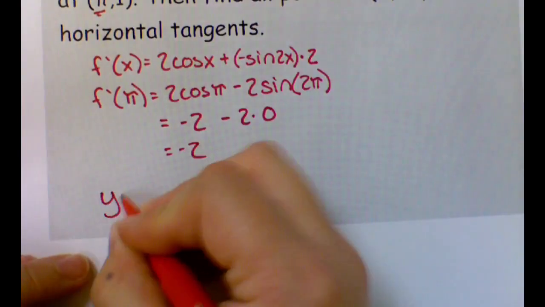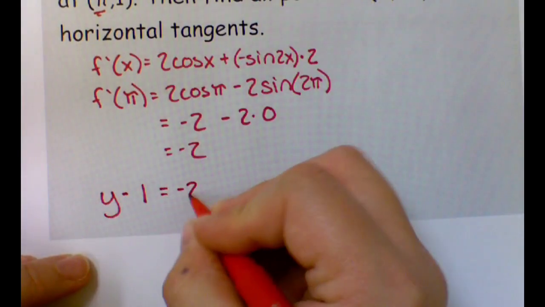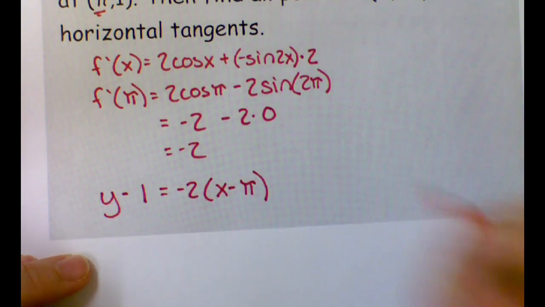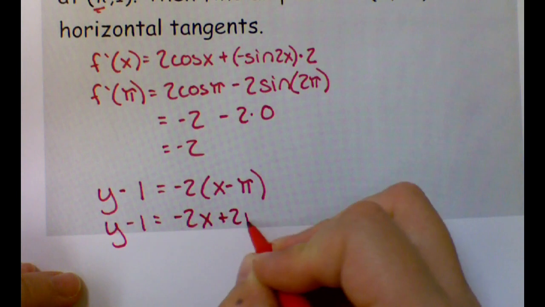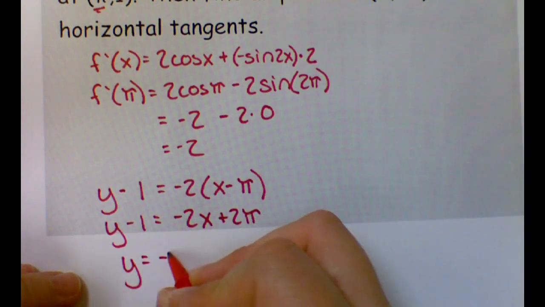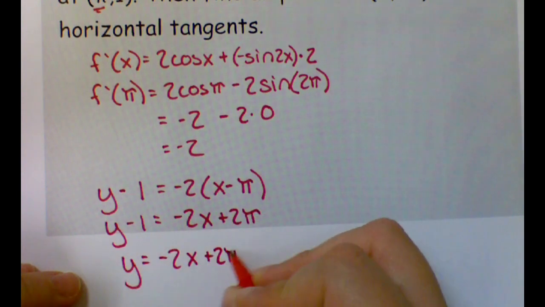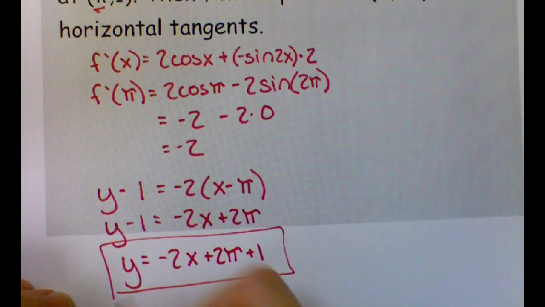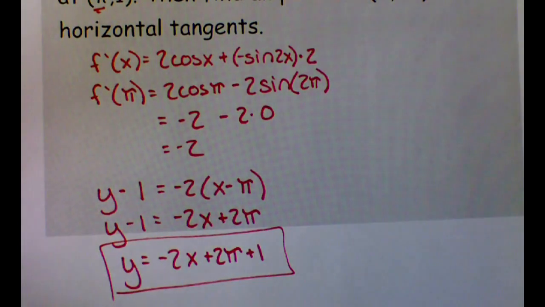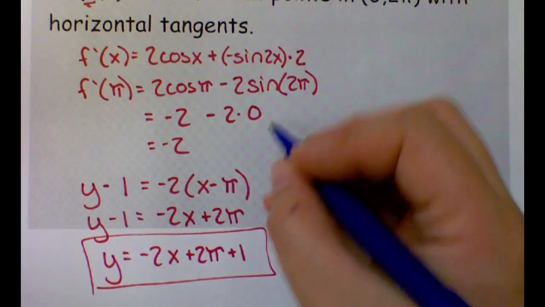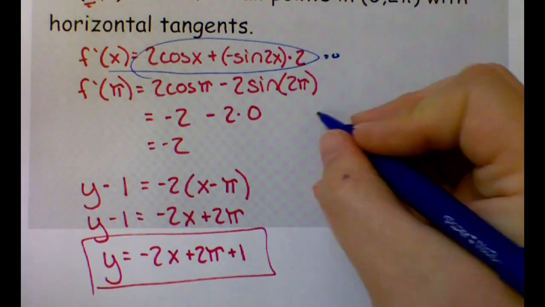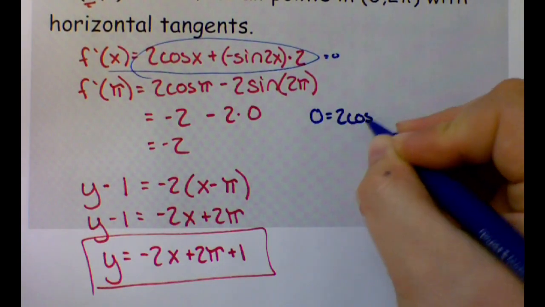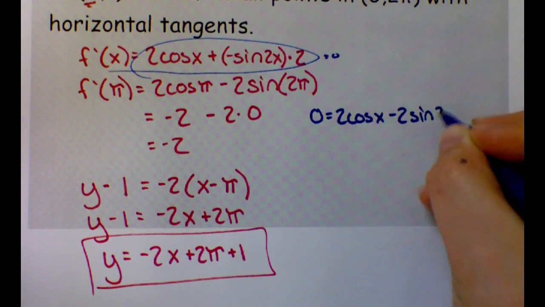And then I say y minus y1 equals my slope times x minus x1. So y minus 1 equals negative 2 times x minus pi. Add that 1 over, and my equation of the tangent line is y equals negative 2x plus 2 pi plus 1. Now I want to know where there are any horizontal tangents on the interval 0 to 2 pi. So I want to know where the derivative equals 0. So I want to know where 0 equals 2 cosine of x minus 2 sine of 2x.